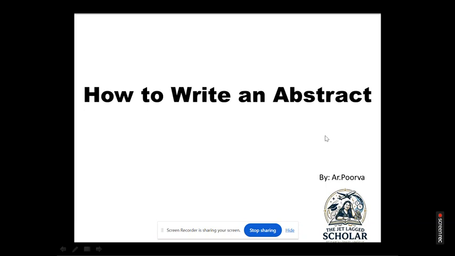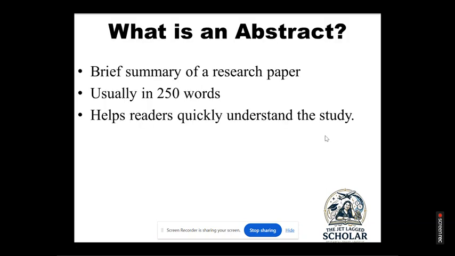So basically, today we'll be talking about the topic: how to write an abstract. Everyone of you has faced the issue of how to write an abstract at some point in our lives, especially the people who are in PhD, they can relate more to it. So we'll start with the basics of how to write an abstract.